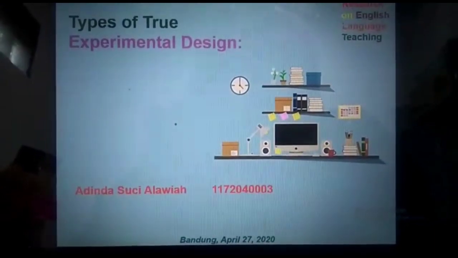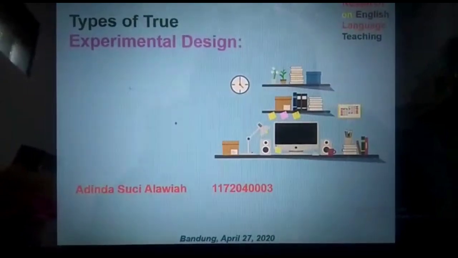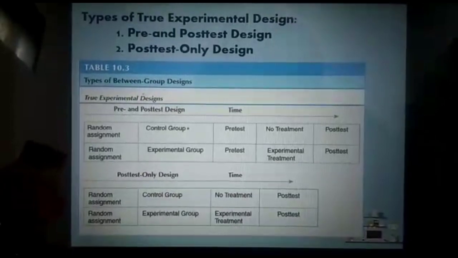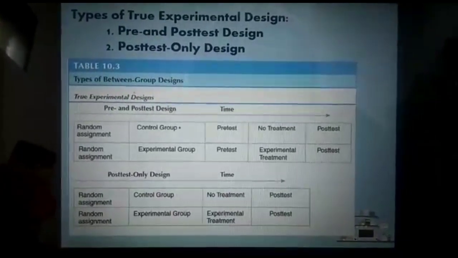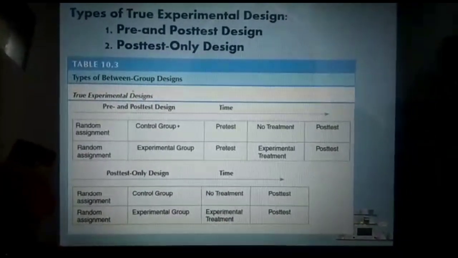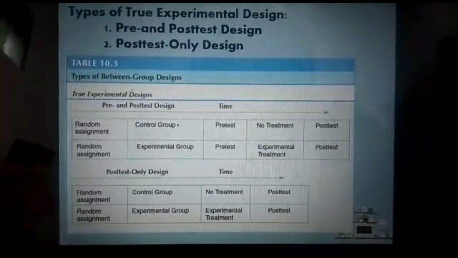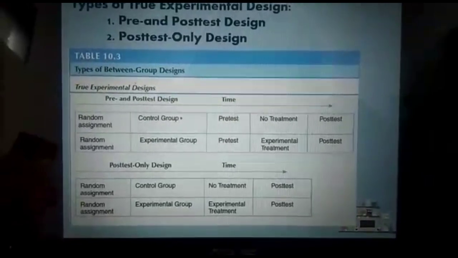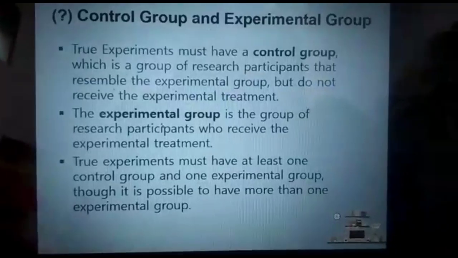Now we will continue to the types of true experimental design. Let's get started. Here there are two types of true experimental design. The first, pre and post-test design, and the second, post-test only design. Here is the table. I will explain that.